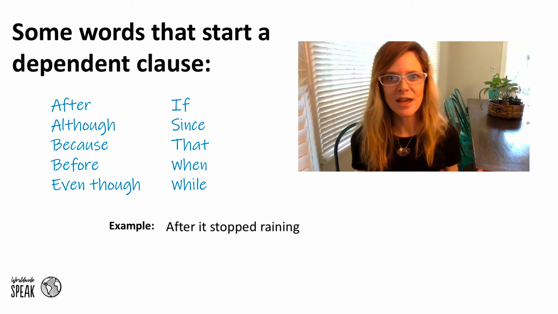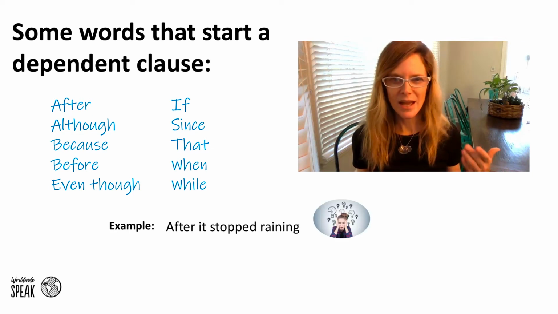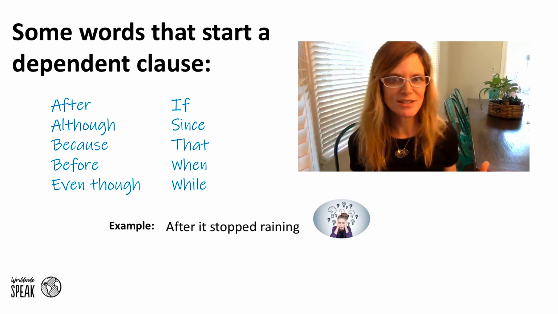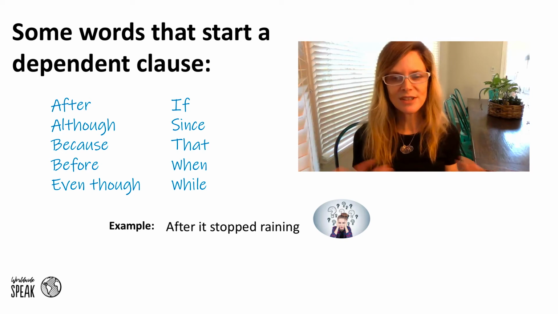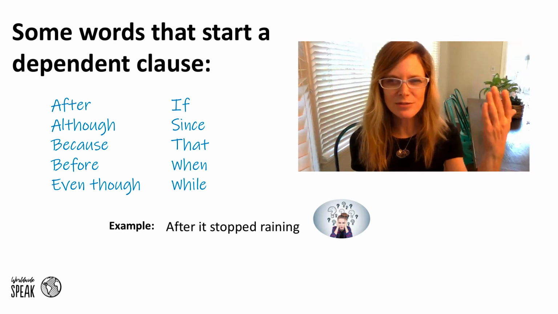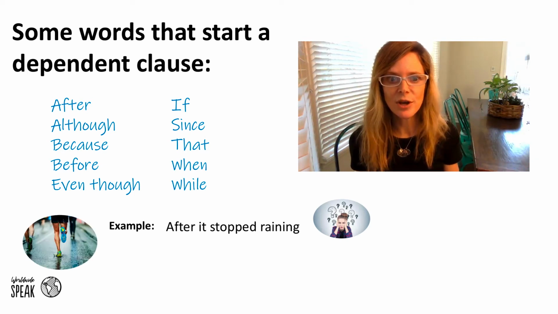Looks something like this. After it stopped raining. Well, I'm still confused by that clause there because it's a dependent clause. I see the word after, so I know it's going to be a dependent clause, and nothing comes after that, after it stopped raining, to let me know what happened. So this cannot stand alone. It's just a dependent clause because it still leaves you confused or thinking that there needs to be something else.